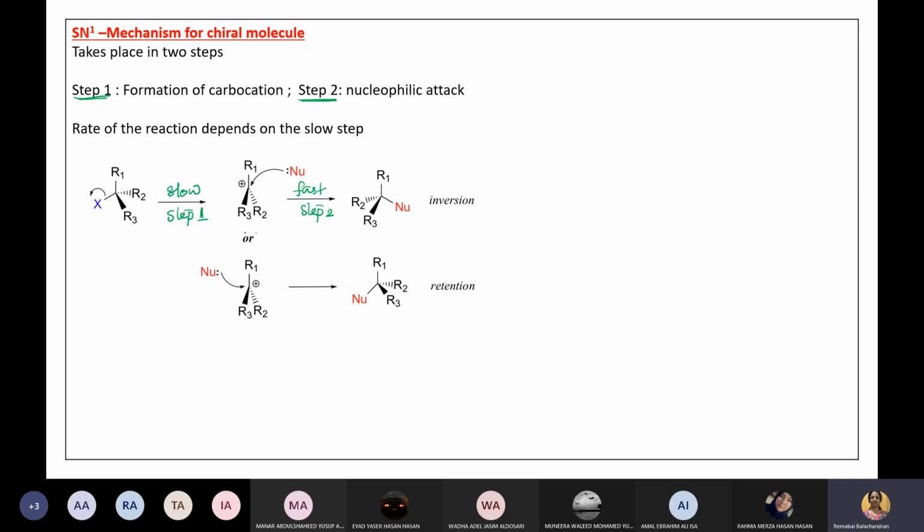Can you see the OR? Actually, it's not OR, it's plus. Okay. So now, the first step, did you understand? First step you understood? Yes.